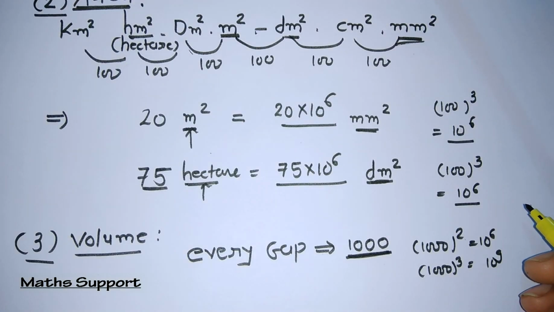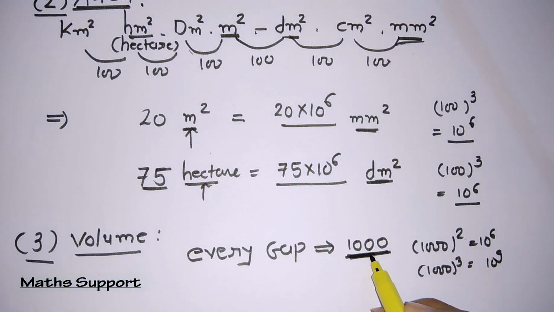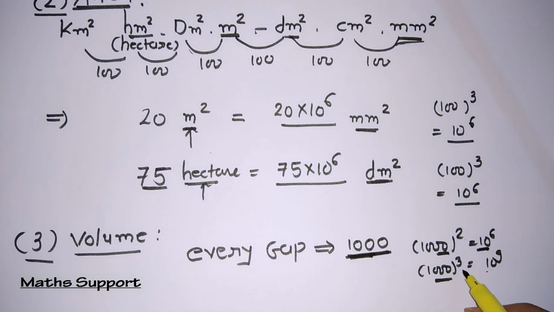Now for volume, as discussed, for length there is a gap of 10, for area there is a gap of 100, and for volume there is a gap of 1000. So if you are finding 2 gaps, then it will be a 10 raised to 6 relation, and for 3 gaps there will be a relation of 10 raised to 9. The procedure is the same as for length and area, so you can find conversions in volume also. So this is very simple to convert any units. That's all.